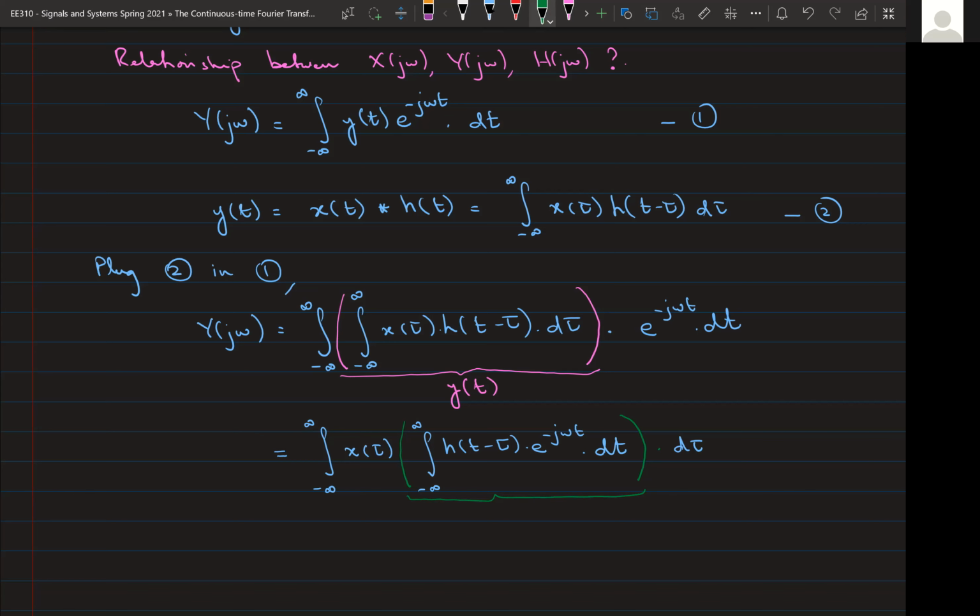Sir, I think it will be h of j omega, but with a shift. With a shift, okay, excellent, right? So h of j omega with a shift. What do you mean by shift? The shift is in the time domain, right? Yeah. Right, so this green thing inside the brackets is the Fourier transform of h of t minus tau, where t is the independent variable and tau is some constant as far as this thing is concerned, right?